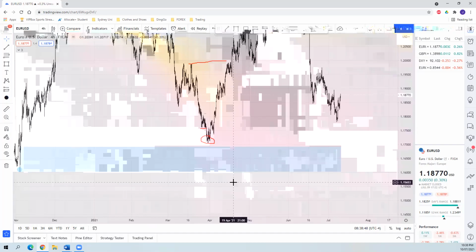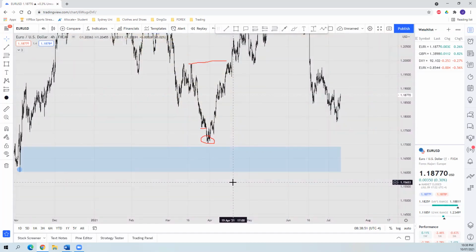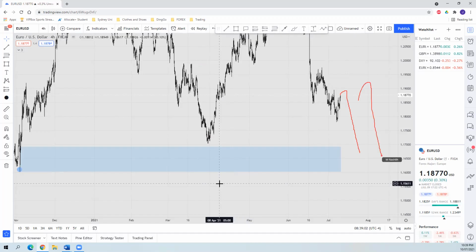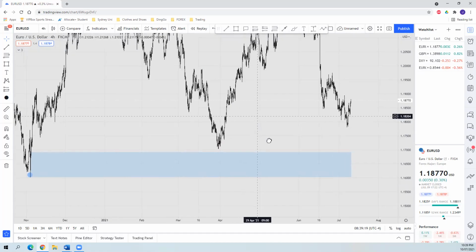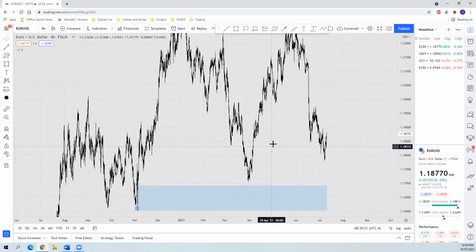The next thing we should consider is that EU and GU are correlating pairs. Since GU wants to go back up, EU might go too. But if EU does this, GU might come back too. That might happen because they're correlating pairs. As I said, take partials and then leave a runner and then look for the reaction. If it's giving breaks of structure, close the positions.